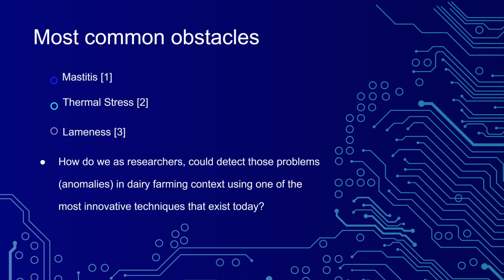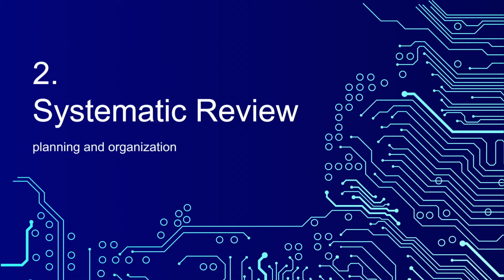What is an anomaly? What we define as an anomaly for this presentation and for this study. How could we as researchers detect those problems or anomalies in the dairy farming context using one of the most innovative techniques that exist today? How do we do that?